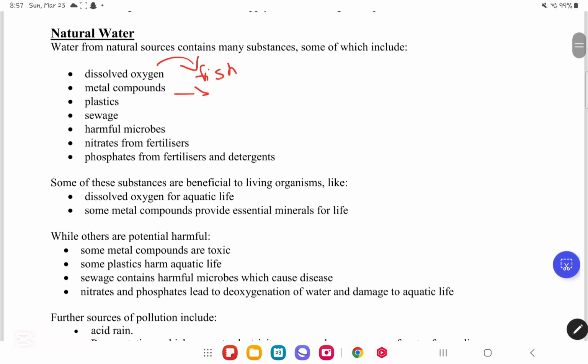Now, the metal compounds are very useful, and at the same time, they could be harmful. It's useful because it gives minerals that will sustain life. Okay? However, they could be toxic. So dissolved oxygen and metal compounds are both essential and beneficial to aquatic life, or just in general beneficial. However, everything under metal compounds is toxic. So metal compounds is an intersection of both beneficial and harmful. But we know that dissolved oxygen is beneficial for fish. Metal compounds are beneficial for minerals, but could also be toxic.